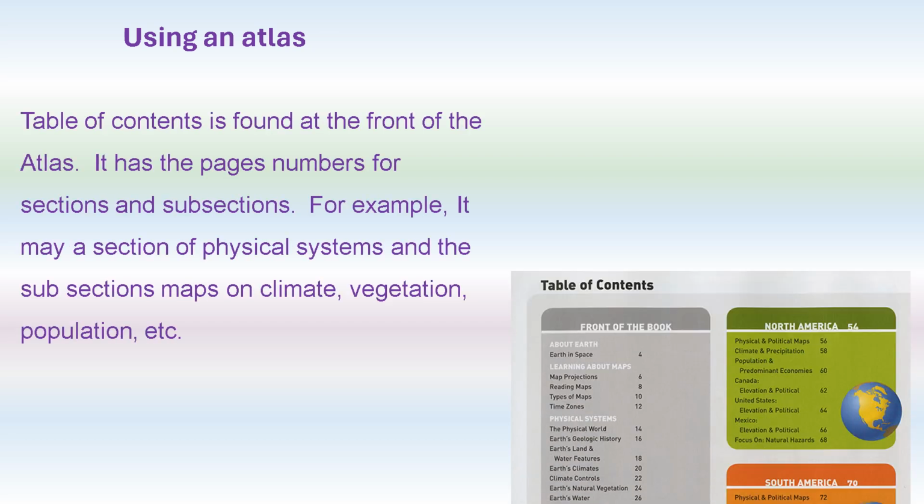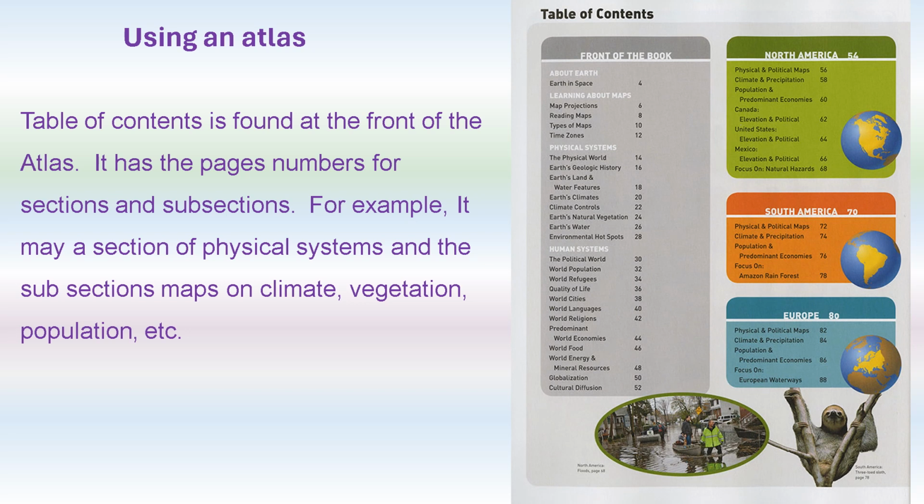Now, at the front of the book of an atlas, you will find the table of contents. Now, this on the picture here, you can see on the right, is basically how a table of contents looks. It has headings, and it has sections and subsections. Now, let's look at one section, for example, physical systems. Now, the subsections are basically broken up into the physical world, and it has a page reference for that. Then it's broken up into climate, and it has a specific page for that.